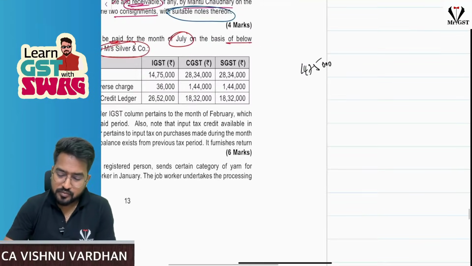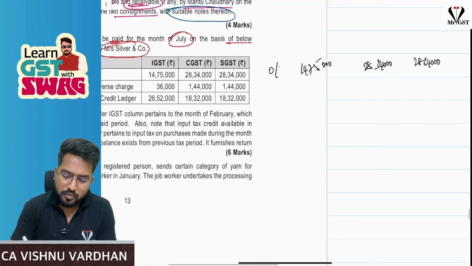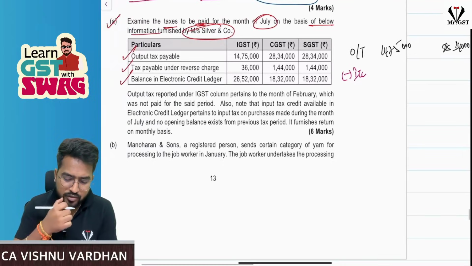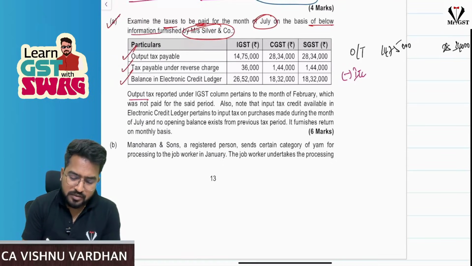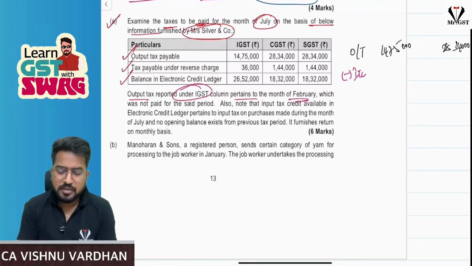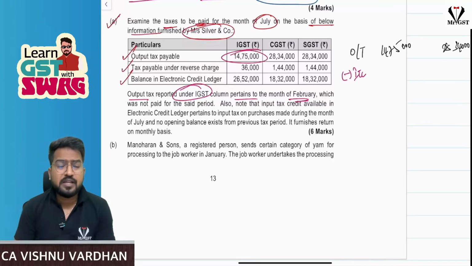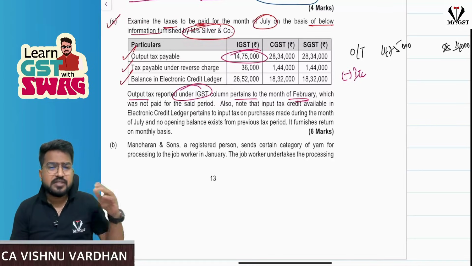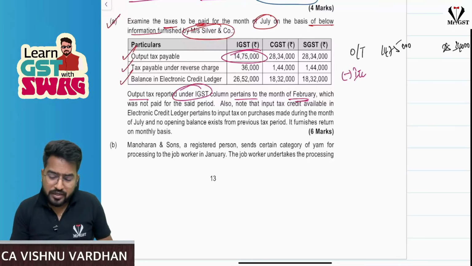14,75,000, 28 lakh 34,000, 28 lakh 34,000. This is the output tax. And now we will reduce input tax. And here they also gave one more point. So output tax reported under IGST column pertains to the month of Feb. That means this is related to Feb month liability. So even though it is Feb month liability, this is an output tax. You can use ITC. No need to worry about that.